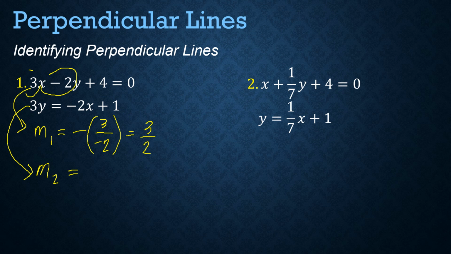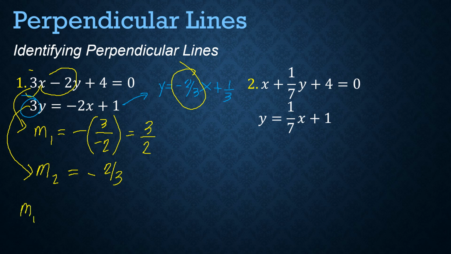Okay, so if we try to rewrite this one into slope-intercept form, then we can have y is equal to negative 2 over 3 x plus 1/3 if we divide by 3 on both sides. And now we are getting the slope of the second line, and that is negative 2 over 3, using the rule of y equals mx plus b.